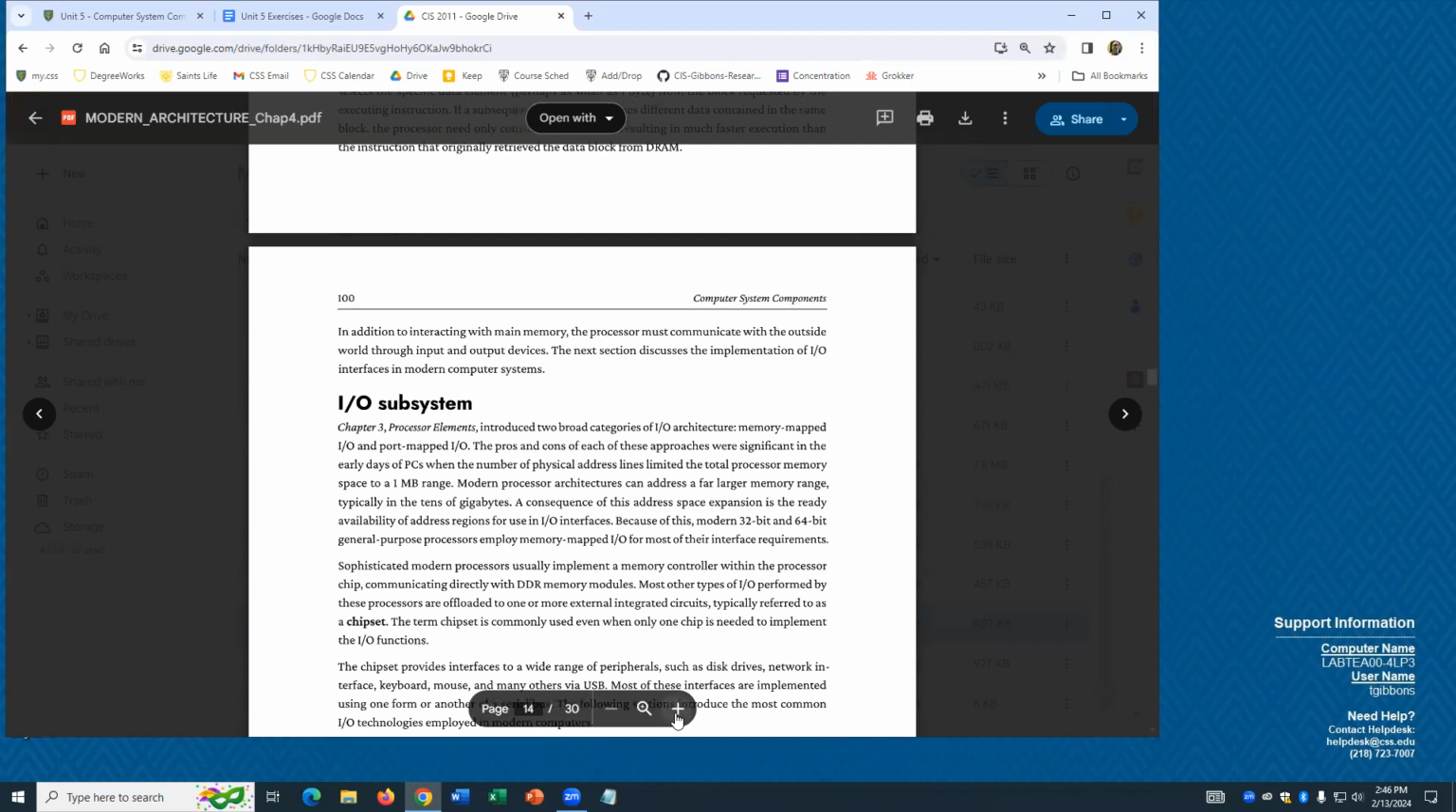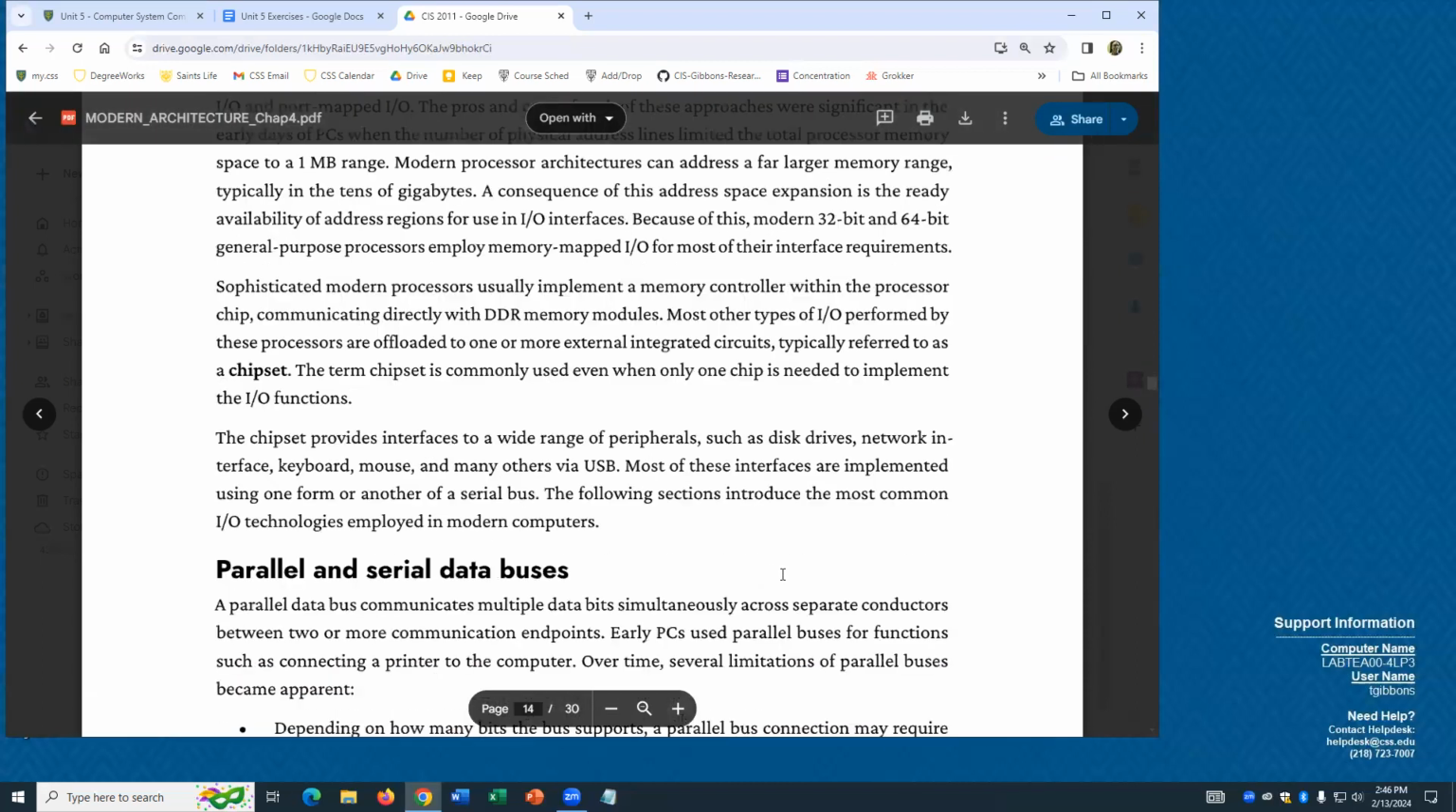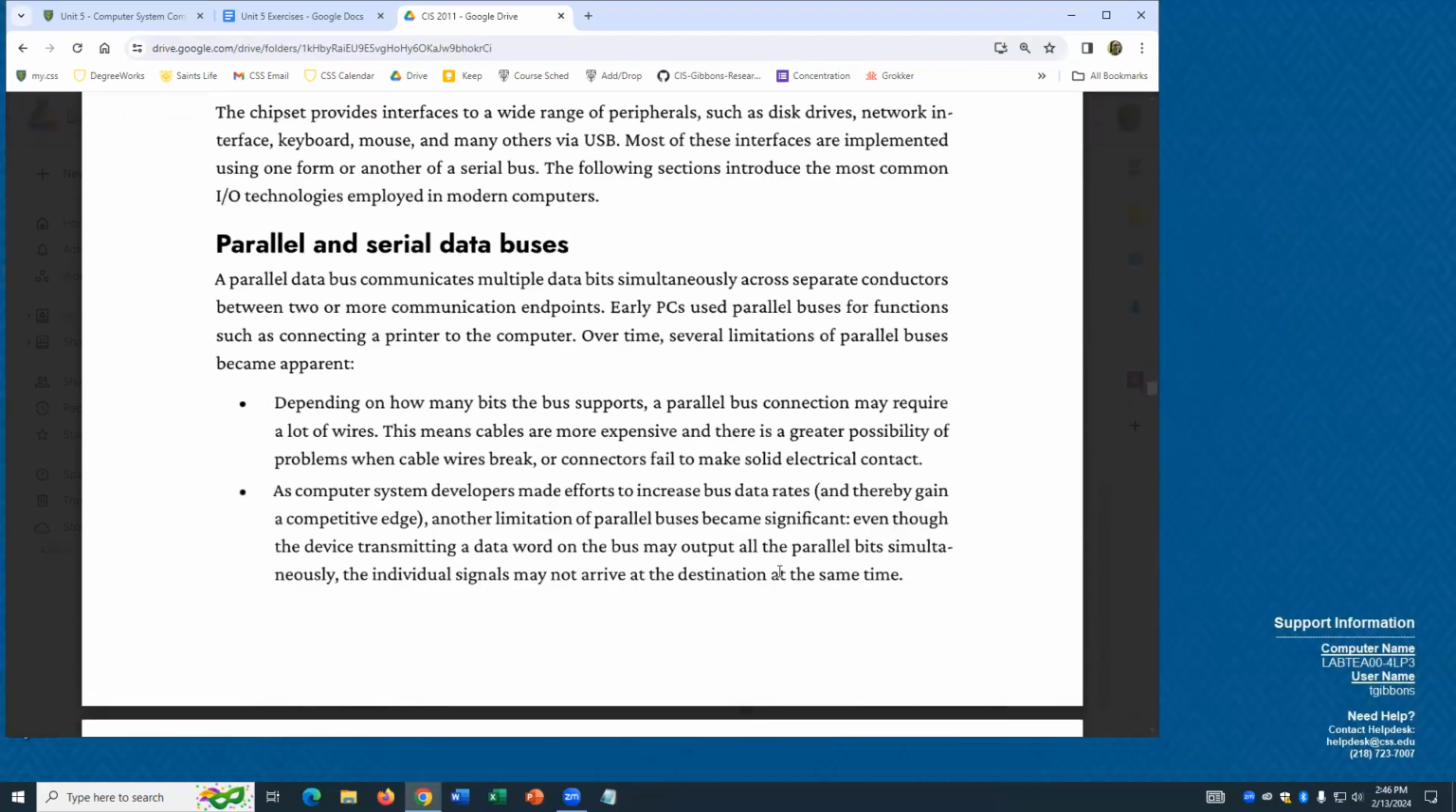Okay, IO subsystems. Besides memory, which is close and fast, everything else has to be pulled into the processor, usually on some sort of connection or bus. And so we have what the book calls the IO subsystem, which is basically connecting all these together. They talk about parallel and serial. We're not going to deal too much with those. Parallel is sending a bunch of data together. Serial is sending it one at a time.